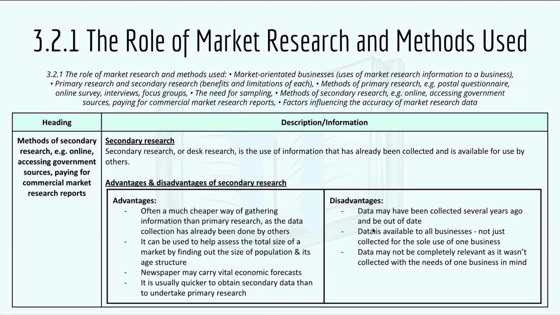Then we have secondary research. Secondary research, or desk research, is the use of information that has already been collected and is available for use by others. So we have advantages and disadvantages of secondary research. For advantages, it's often a much cheaper way of gathering information than primary research, as the data collection has already been done by other people.